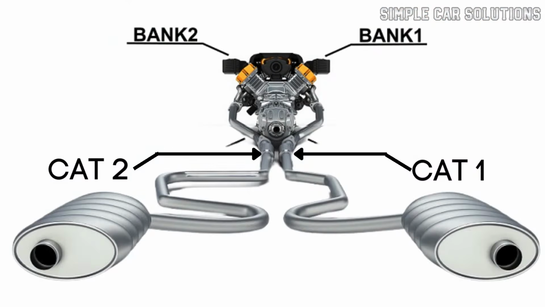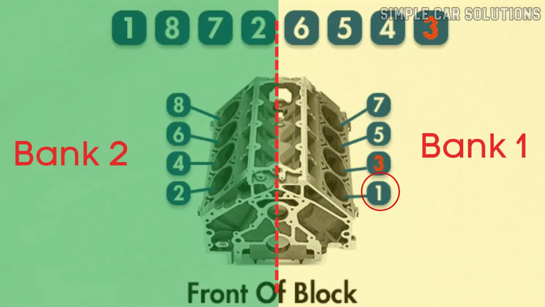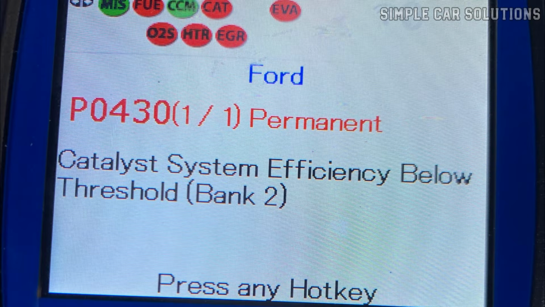Also, if you have a V6 or V8 engine, it's important to know that there are two cylinder banks. Bank 1 is the side of the engine with cylinder 1. Bank 2 is the opposite side, and that's the side where the P0430 issue is being detected.